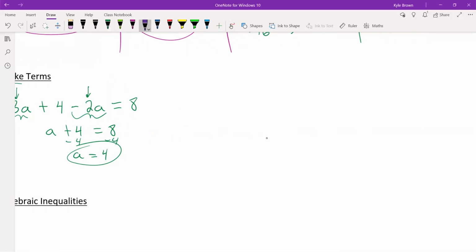So let's say now we do this. Let's say we have 3 times (2x plus 3) is equal to 2 times, let's say, (4x minus 5). All right, so I've thrown brackets into this one now too.